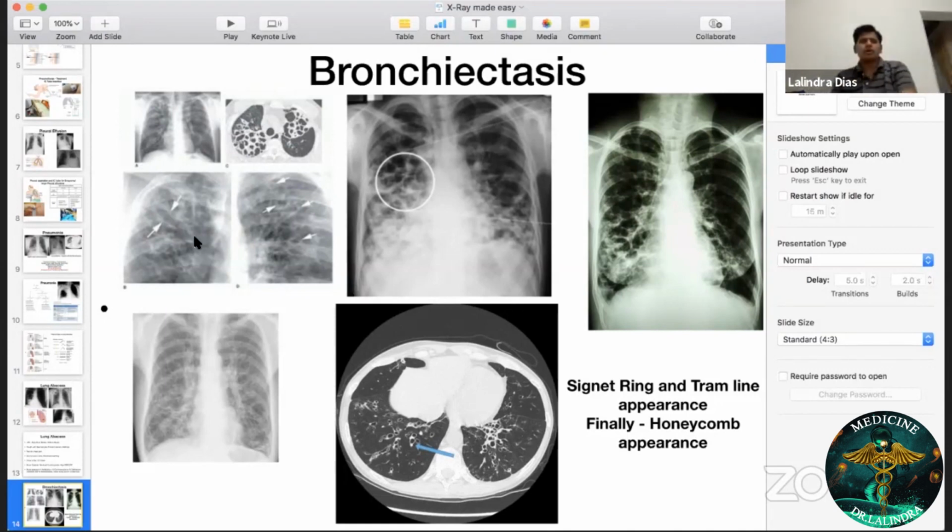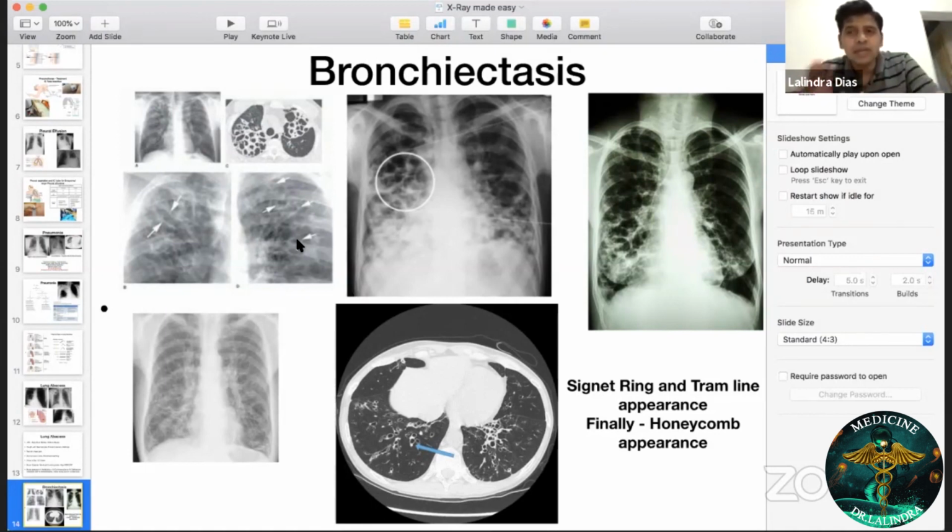So these are called tram line shadows and signet ring appearance. See, these are tram lines, two parallel lines. Tram line or tram track shadows, and this is called signet ring appearance. So tram line shadows and signet ring appearance are what you will see in the X-ray. That is the early stage of bronchiectasis. You will see a white opacity with these tram line shadows and signet ring appearance. But in the X-ray, it's not that prominent.